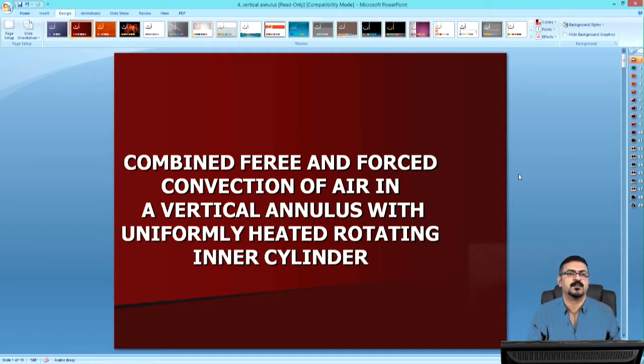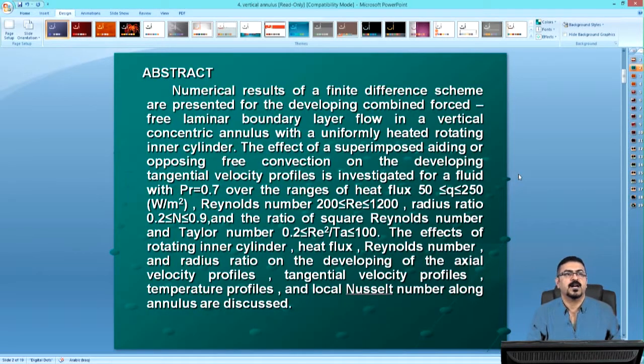Heated Rotating Inner Cylinder. Abstract. Numerical results of a finite difference scheme are presented for the developing combined forced free laminar boundary layer flow in a vertical concentric annulus with uniformly heated rotating inner cylinder. The effect of superimposed aiding or opposing free convection on the developing tangential velocity profiles is investigated for a fluid with the Prandtl number 0.7.